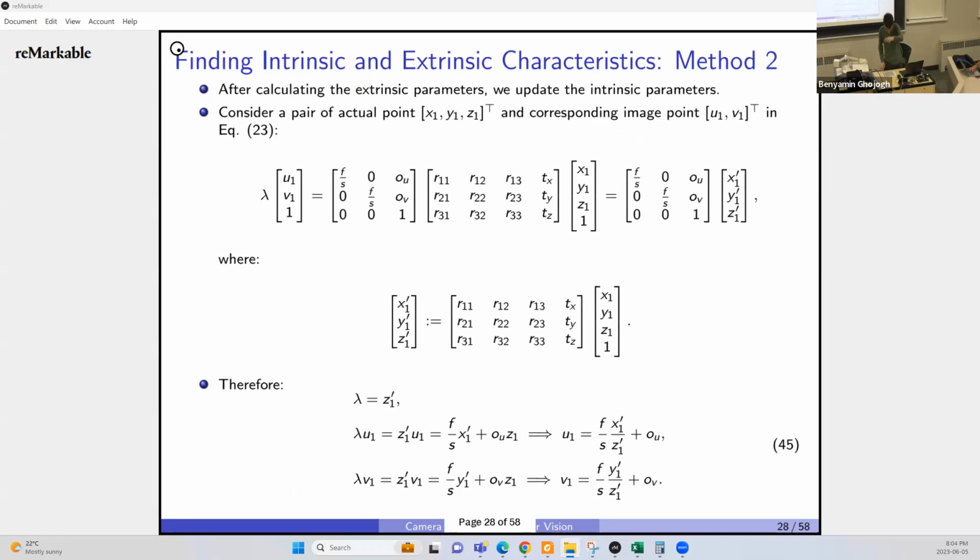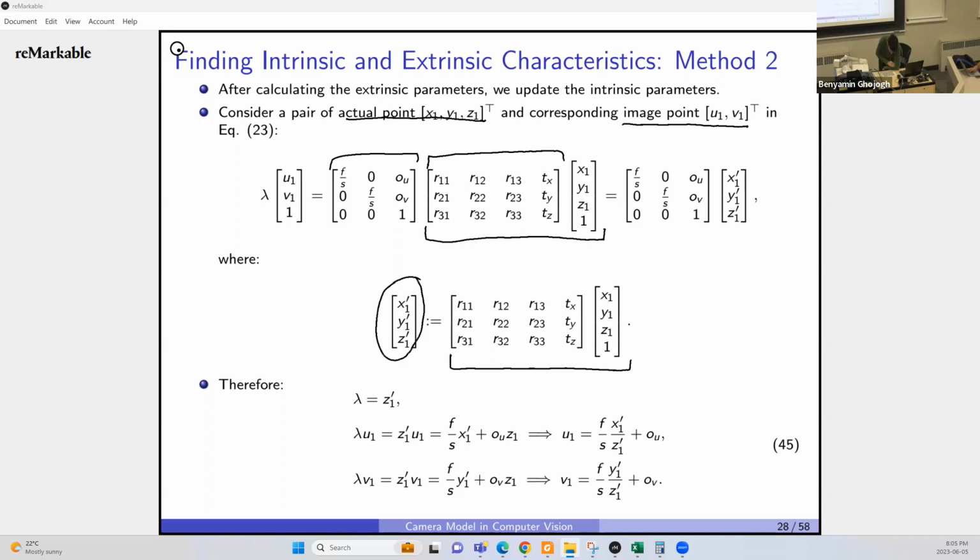After calculating the extrinsic parameters, it's time to fine-tune the intrinsic parameters. Consider a pair of actual point again and a corresponding point pixel. So I will have this. Now I want to find this matrix. I found this from the previous iteration. So I can define the whole thing, this multiplication, as x1 prime, y1 prime, z1 prime, because this is 3 by 4, this is 4 by 1, so the whole thing is 3 by 1. So I end up with this.